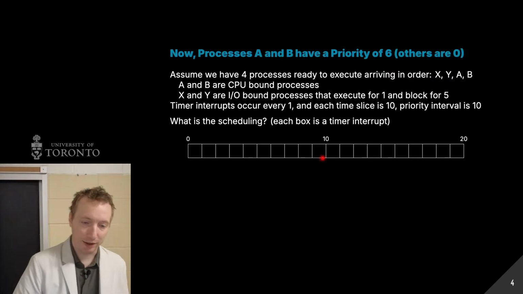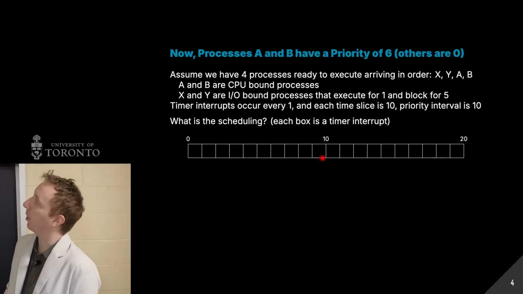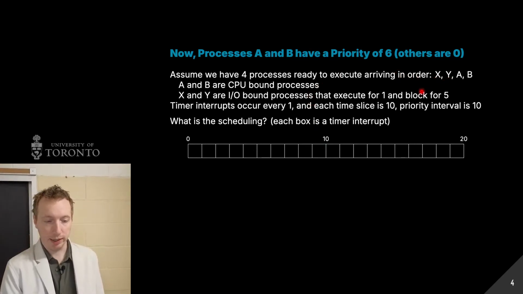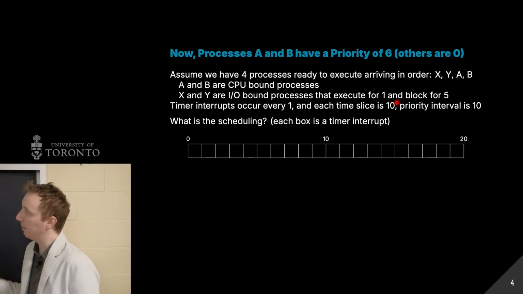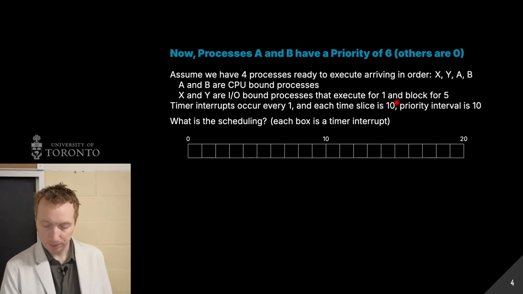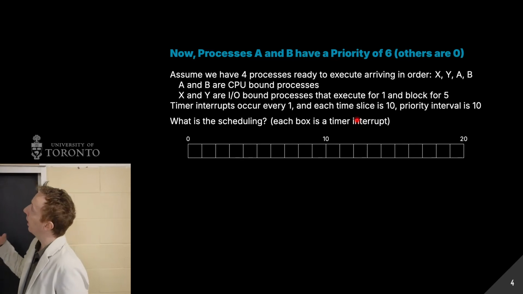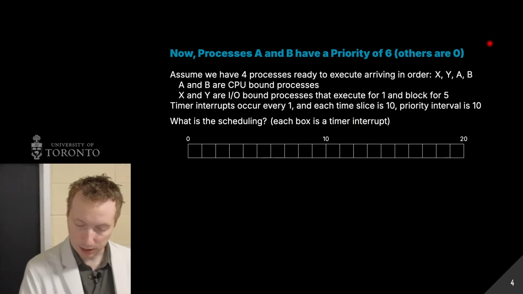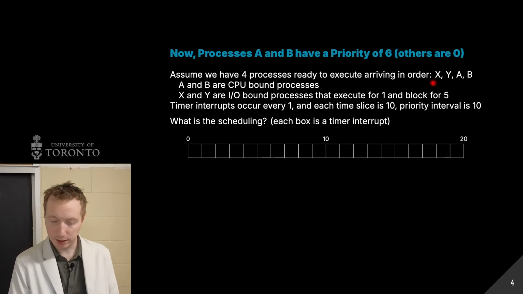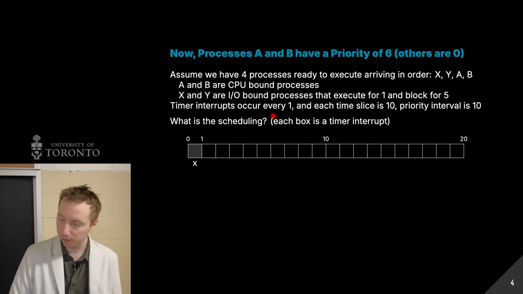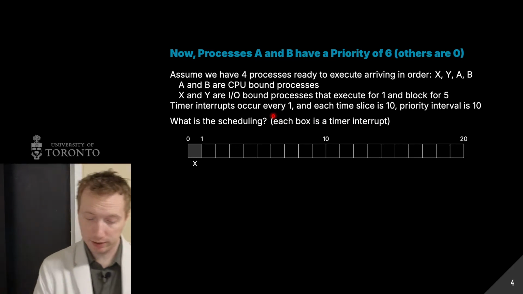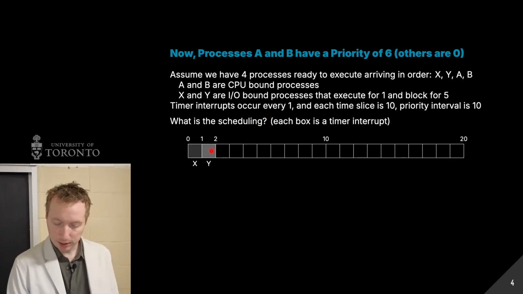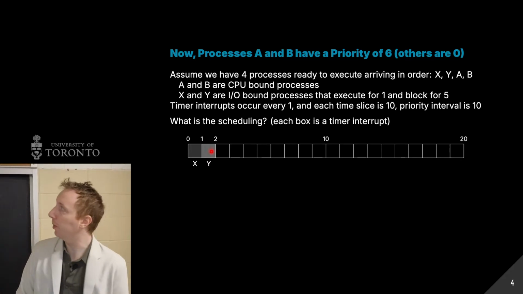Fun, huh? All right, so we can change it a little bit where A and B have a priority of 6, and the others have a priority of 0, so X and Y. Again, the rest of this is exactly the same. So the scheduling this time is X and Y have a higher priority than A and B, and so we would pick either X or Y to run, and to break the tie, we'd go by arrival order, so we pick X to execute first, runs for 1 time unit, gets blocked, then, like before, pick Y, runs for 1 time unit, gets blocked, and now we have no choice but to go between A and B.